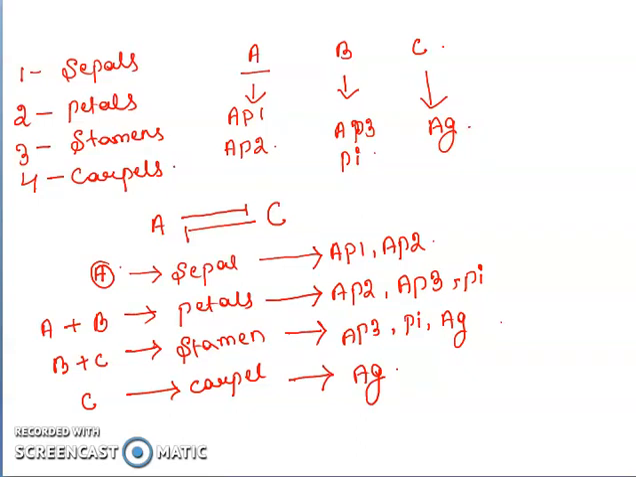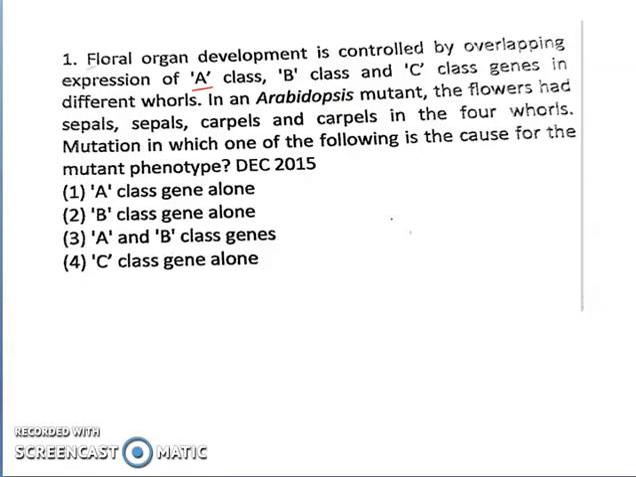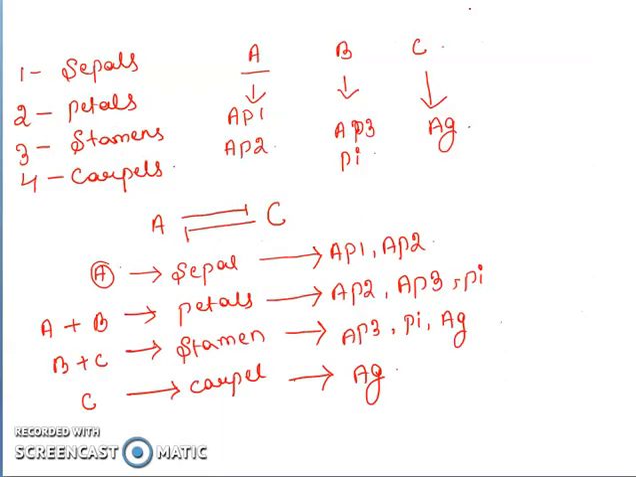Now, through the question, we will discuss the mutation case. In the question, it has been given that there is presence of sepal, sepal, carpel and carpel. We have to identify which class of gene is mutated. Here we have sepal, sepal, carpel and carpel. Let us write down here. There is presence of sepal, sepal, carpel and carpel.